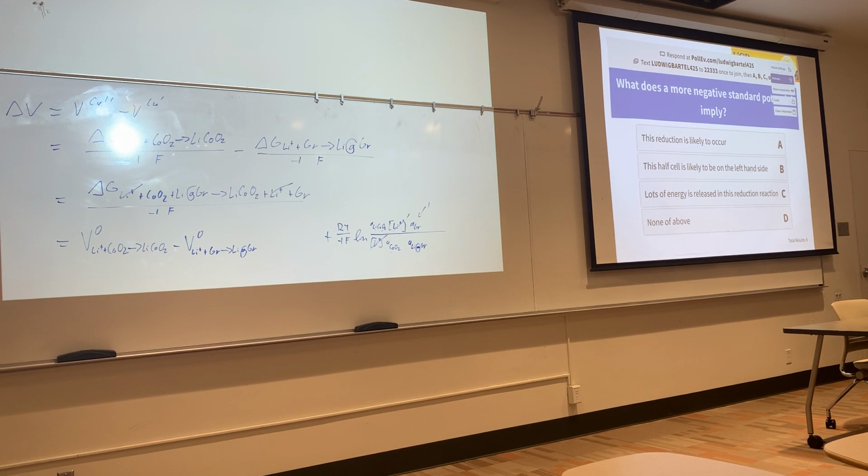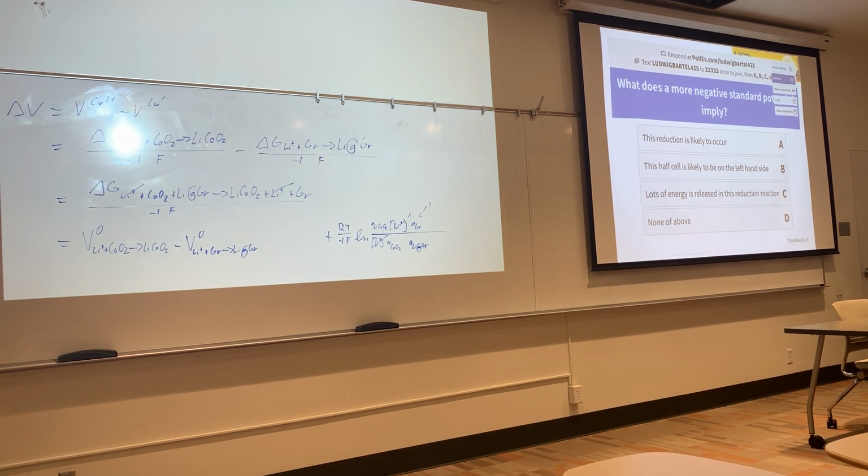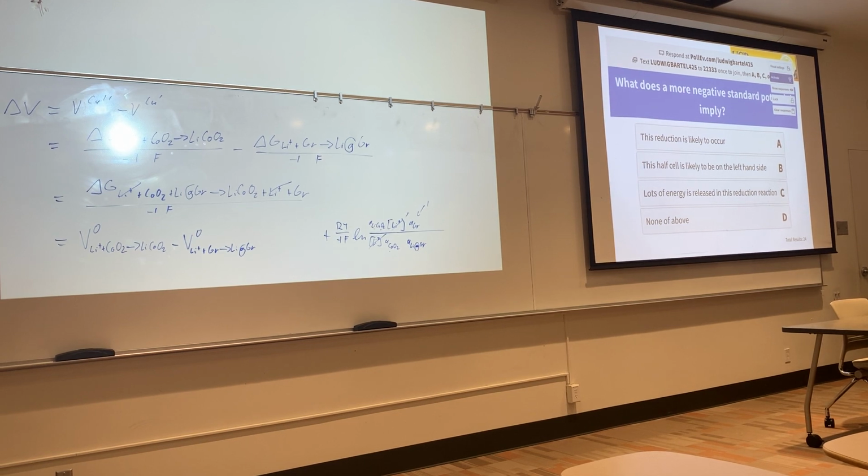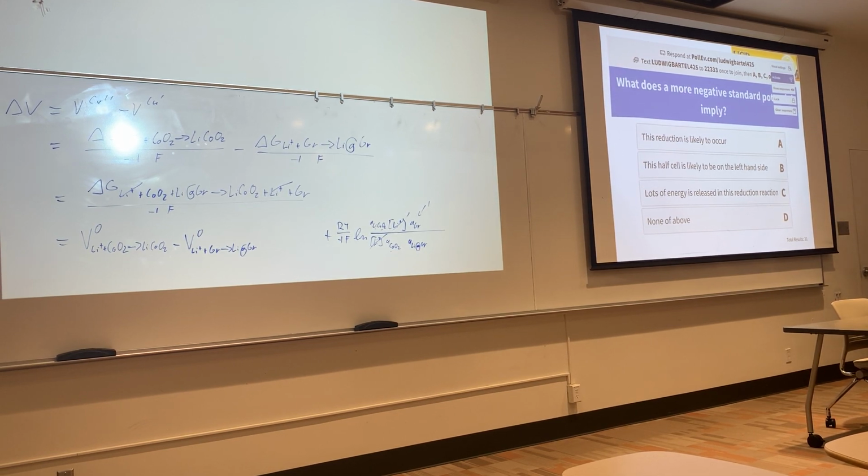This reduction is likely to occur. This half cell is likely to be on the left-hand side. Lots of energy is released in this reduction reaction on that of these ones. Negative standard potential.